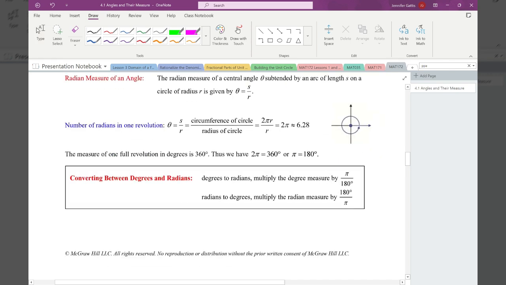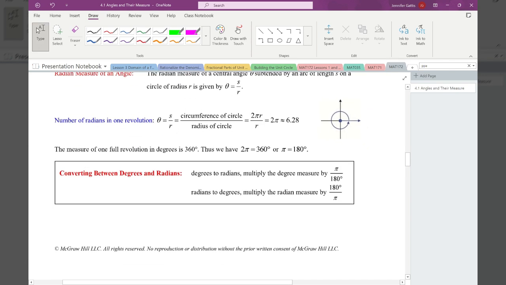Now, to convert between degrees and radians, when we're going from degrees to radians, we can multiply by pi over 180. And if we're going from radians to degrees, we multiply by 180 over pi. A great way to remember this is whatever we see on top of what we're multiplying by, this is what we're going to. So if we're going to radians, we want the pi on top. If we're going to degrees, we want the degrees on top.